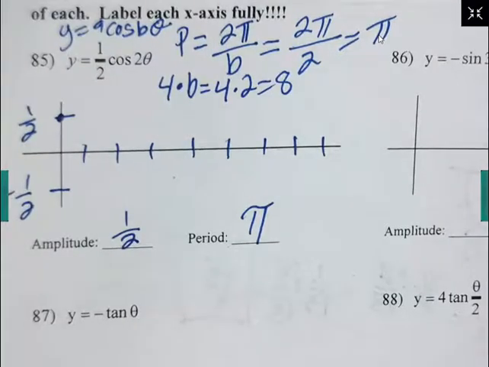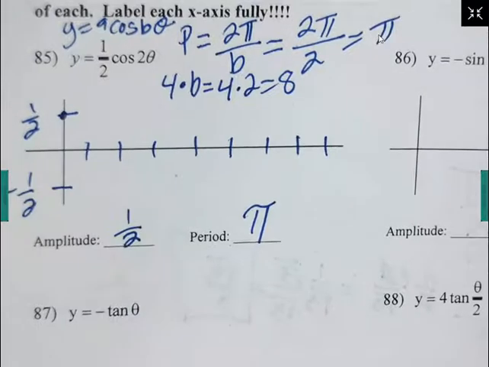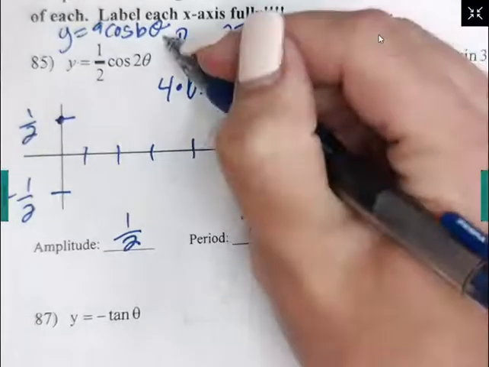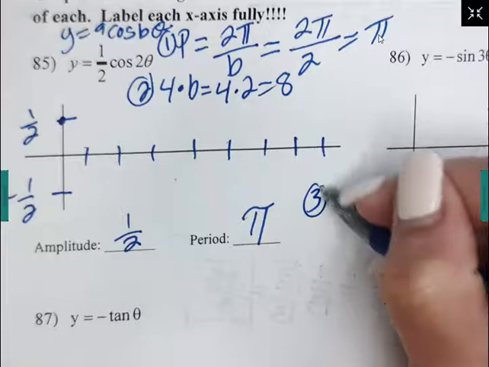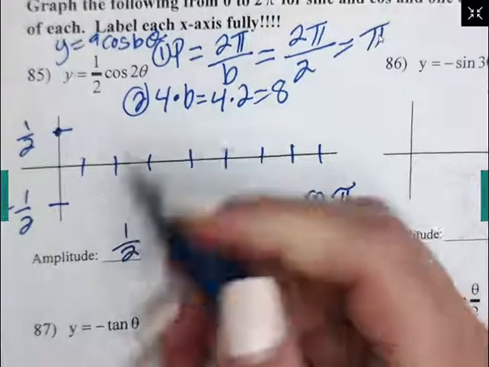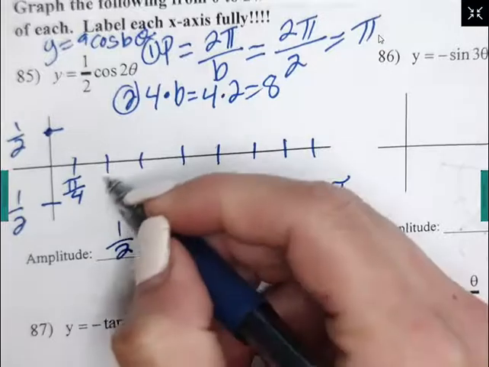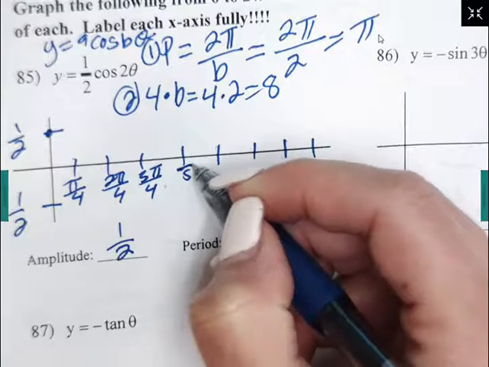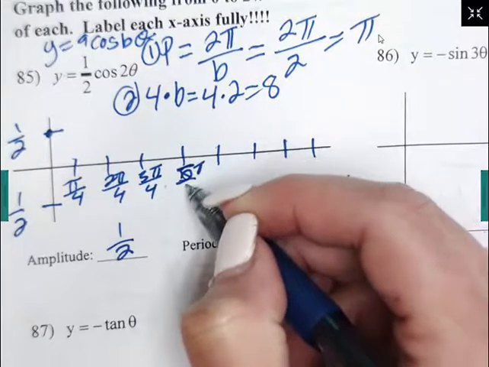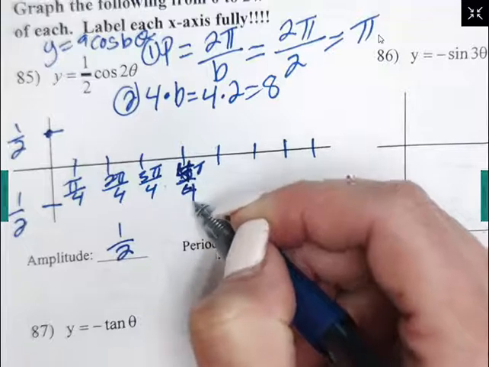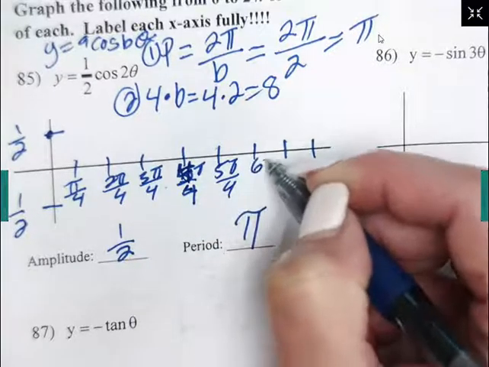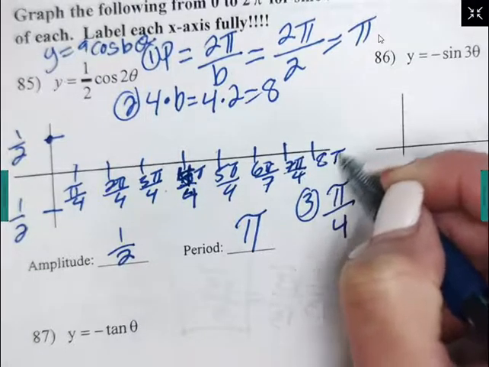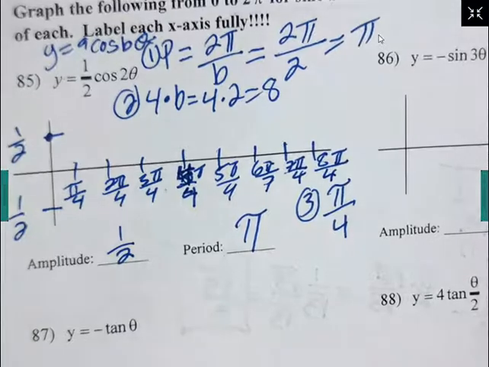So we break this up into 8 equal pieces. To determine what the length is between each of these intervals, all we have to do is take our period and divide it by 4. Over here, we're going to take our period, which is pi, and divide it by 4. So that just means we're counting by pi over 4. So that's 1 pi over 4, 2 pi over 4, 3 pi over 4, 4 pi over 4, which is just pi. 5 pi over 4, 6 pi over 4, 7 pi over 4, and finally 8 pi over 4, which is just 2 pi.